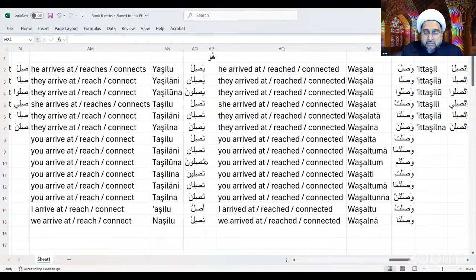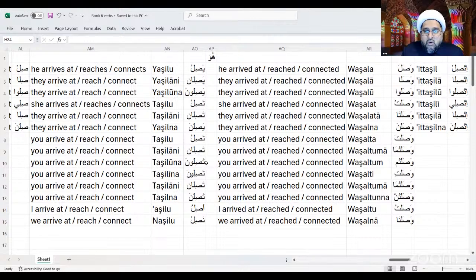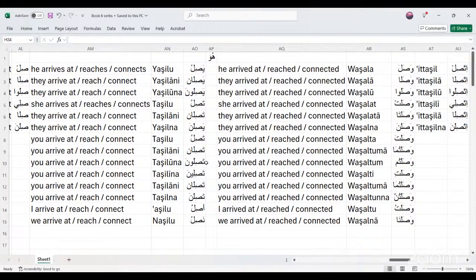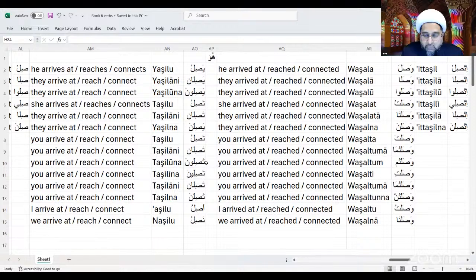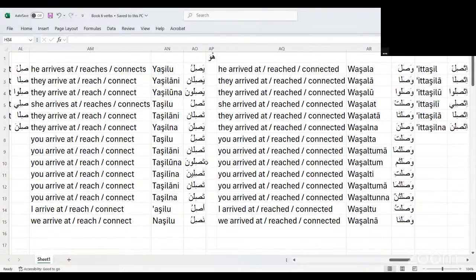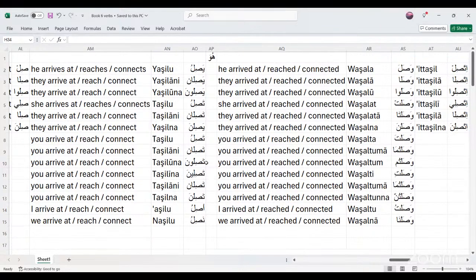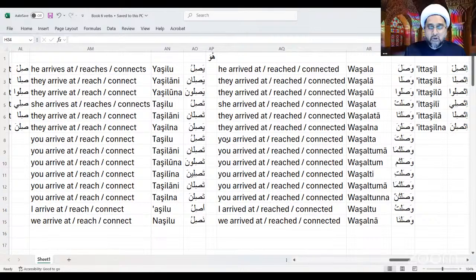Ittisal bil jama'a. Together? Yes. Have you heard the word muttasil? Muttasil. No. Yes, in tajweed we have done muttasil, munfasil. Munfasil means separate and muttasil means connected. Connecting. Yes. Now, what is going to happen now is that it's easy to remember.